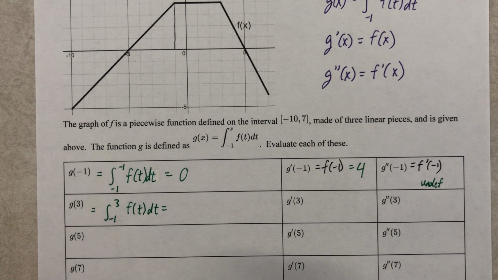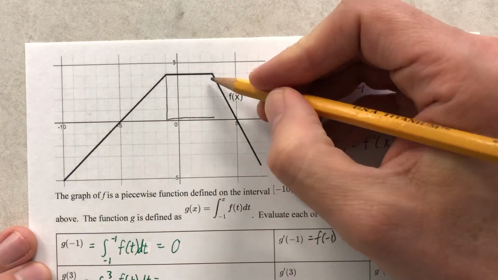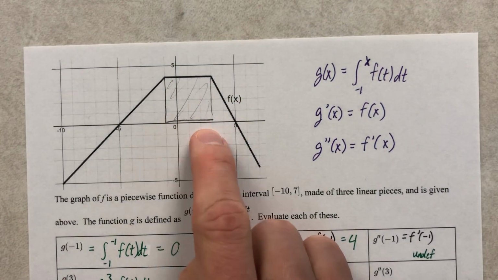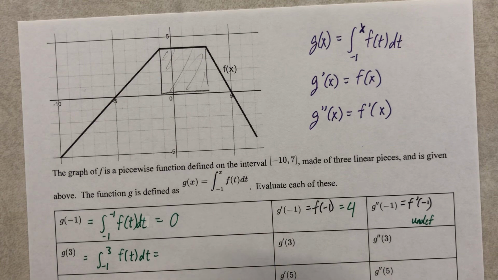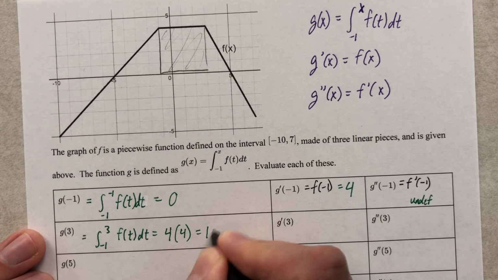Okay, -1 to 3. -1 to 3, and I'm going to accumulate this area here. It's this rectangle, and this rectangle is 4 wide, 4 high, so I'm going to write 4 times 4 and put 16. If you just want to be like, it's 16, that's fine too.